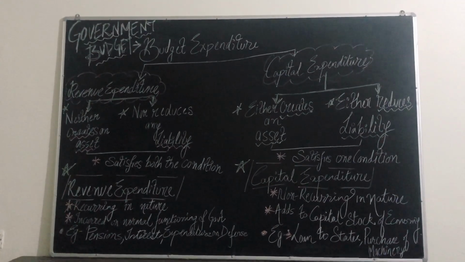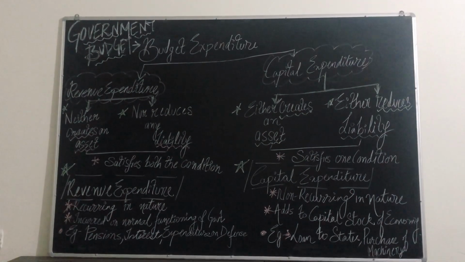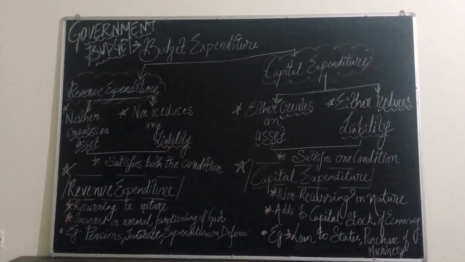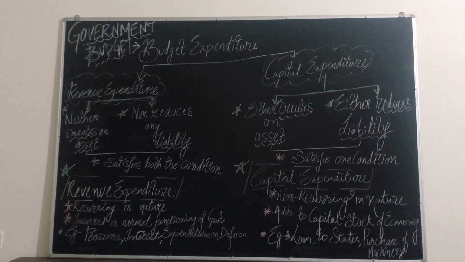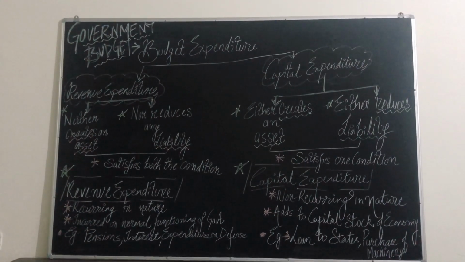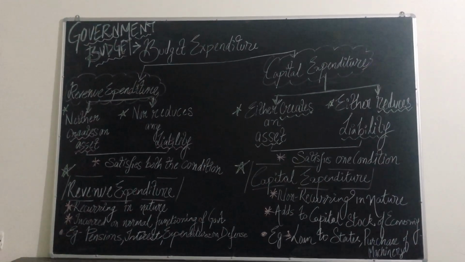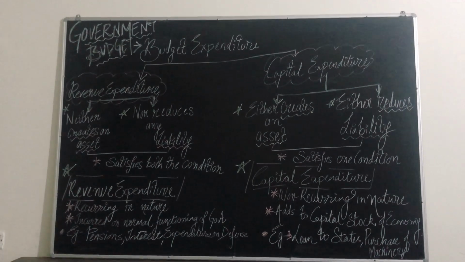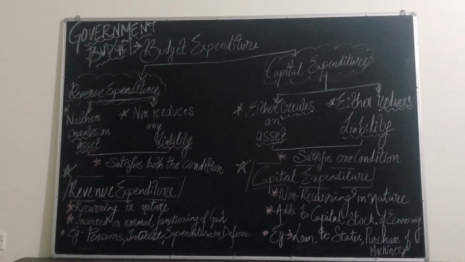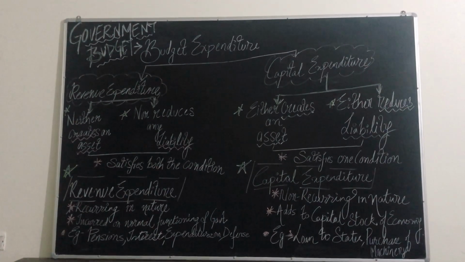Second feature, it does not cause any reduction in liability of the government. For example, expenditure on repayment of loans causes reduction in government liability. Therefore, it is not treated as revenue expenditure. One thing you must note: the central government grants some money to state governments so that the money may be used for creation of assets, but it is treated as revenue expenditure.